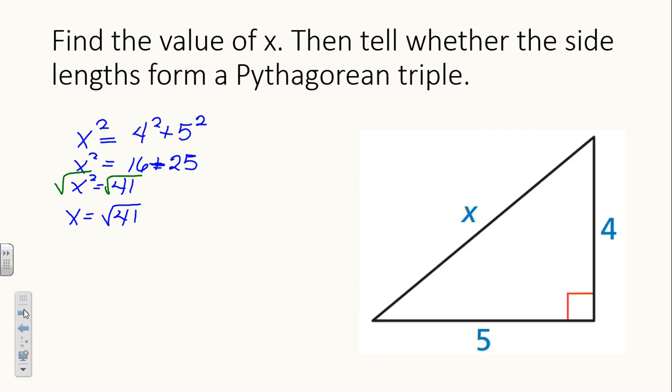Is there a perfect square in 41? Probably not, right? We know it's not a perfect square, right? So is this a Pythagorean triple? Nope, not a Pythagorean triple. Okay, not on our list of perfect squares. 6 squared was 36, 7 squared was 49, right? It's between those two. It's not a perfect square. Make sense? Questions on this one?